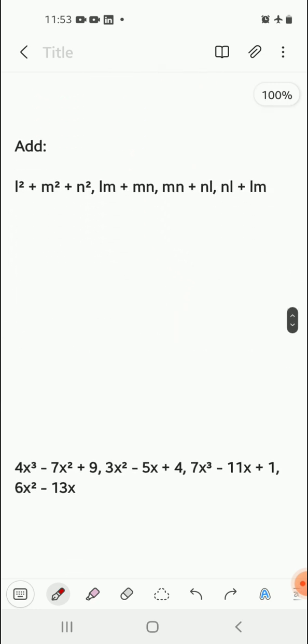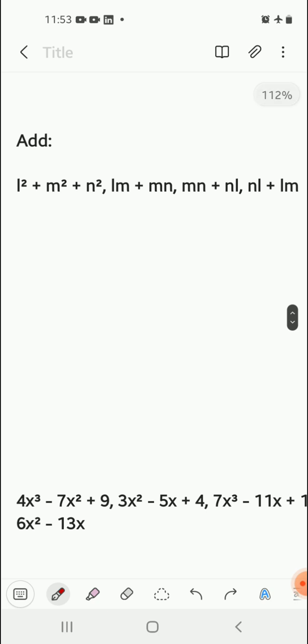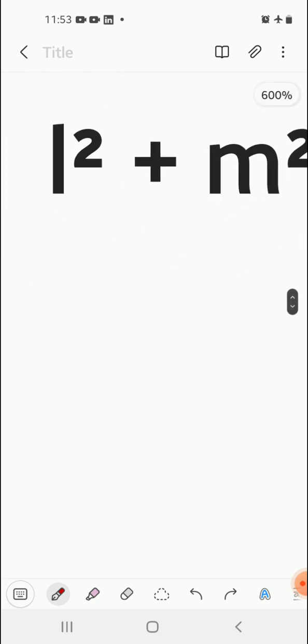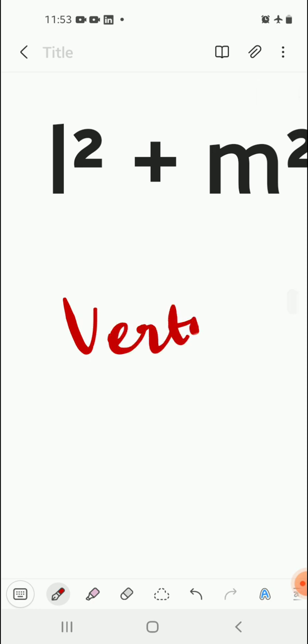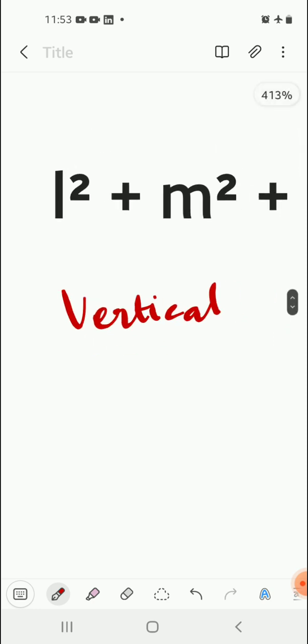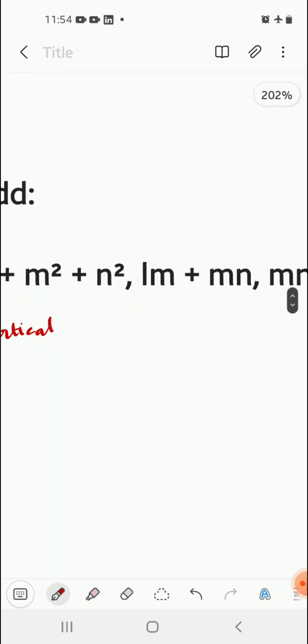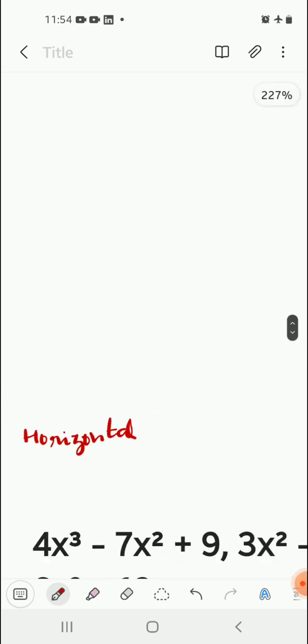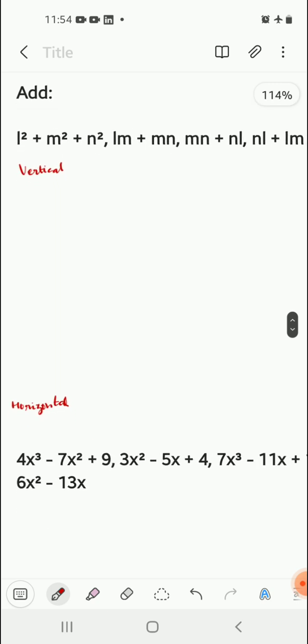Now we'll straight away move to the question. See, we have to add these terms, which are separated by commas, and there are two methods in which we can do it. The first method is the vertical method and the second one is the horizontal method. I'm going to show you both ways. First we'll start with the vertical and then we'll move to horizontal. Whichever way you follow, the answer that you get will be the same.